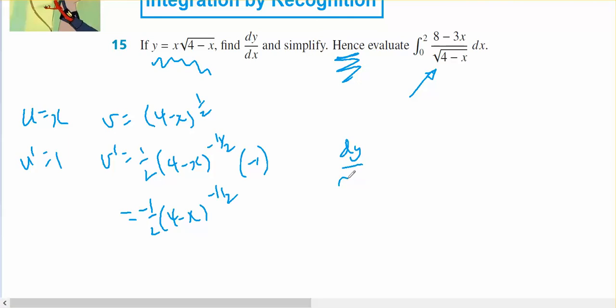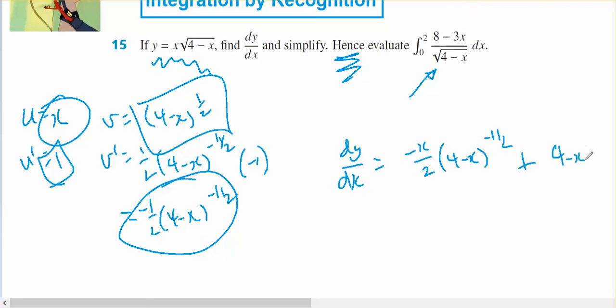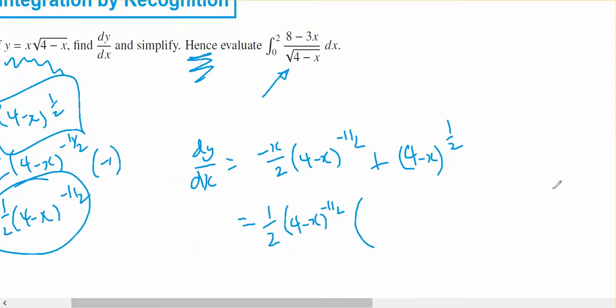Therefore, dy dx is going to be this times this. So minus x on 2, (4 minus x) to the negative a half, plus this times this, (4 minus x) to the positive a half. And I can take out a common factor of a half and (4 minus x) to the negative a half. And the reason I do that is I don't want to leave a fraction in here because they end up with a fraction in the numerator. And the difference between these two common factors, the lowest power, is negative a half.